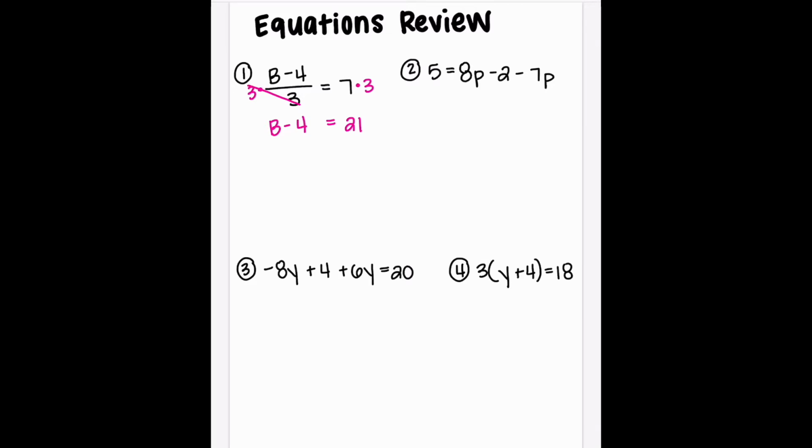Finally, to get b by itself, we'll do the inverse of subtracting 4, which is adding 4. So minus 4 and plus 4 cancels out, and we're left with b equals 21 plus 4 is 25.